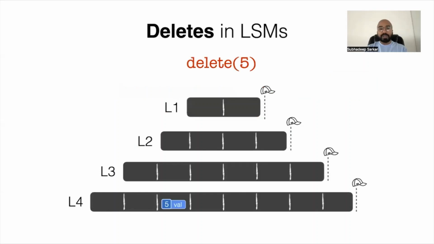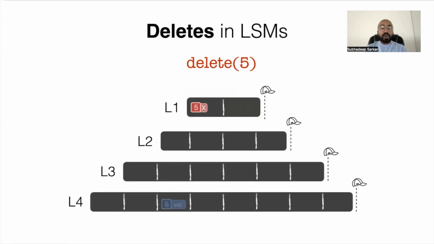So let us try to understand this with an example. Let's say I want to delete all entries that have a key of 5. And my target entry, as you can see in this example, is in level 4. Now, instead of going over the whole tree, finding the target entry and then deleting it, what LSM trees do is that they simply insert a tombstone against 5.